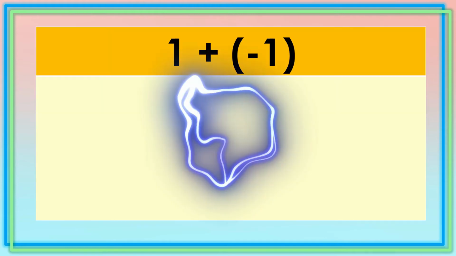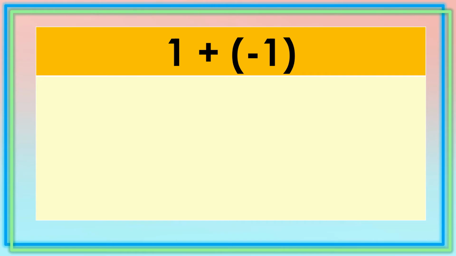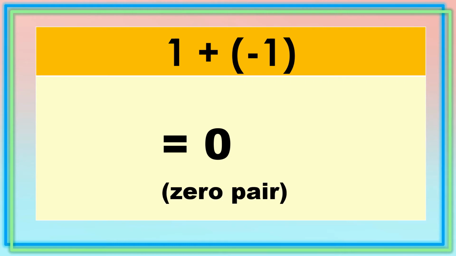Next example is a positive and a negative number. So, we have positive 1 plus negative 1. For positive 1, gagamit tayo ng isang blue chip. And sa negative 1, gagamit tayo ng isang red chip. Dahil sila ay magkaparehas, maka-cancel out sila. Ang tawag dito ay zero pair. So, positive 1 plus negative 1 is equal to 0. Again, kapag meron kayong isang positive at isang negative, magka-cancel out sila. Ang tawag dito ay zero pair.